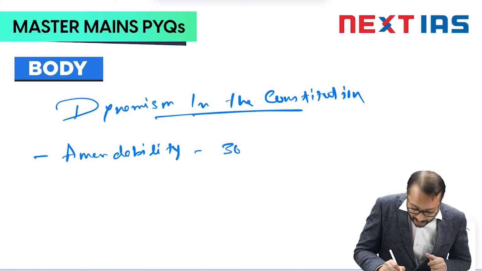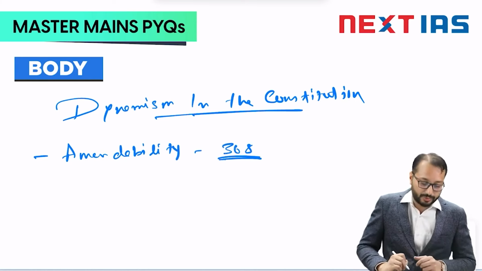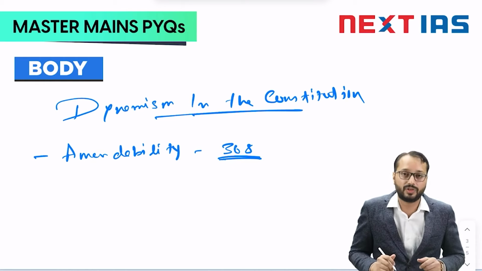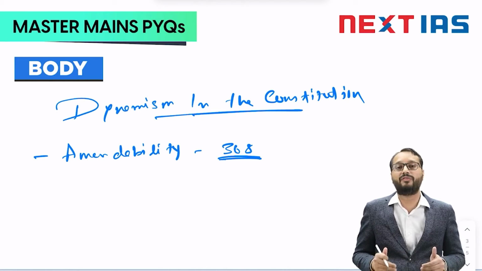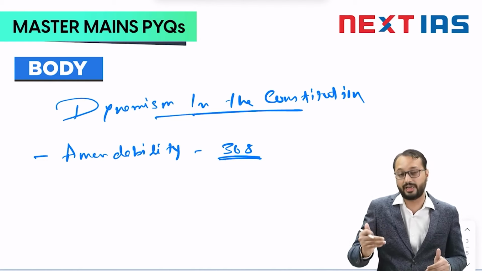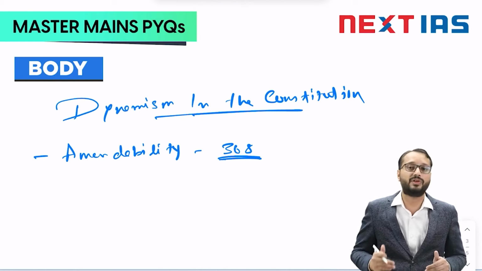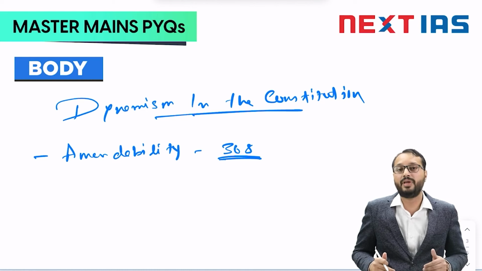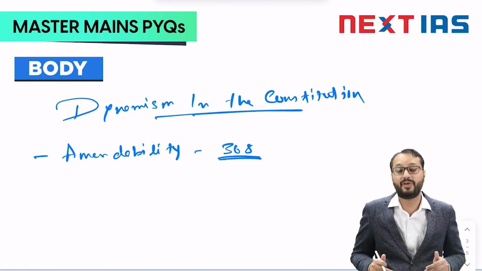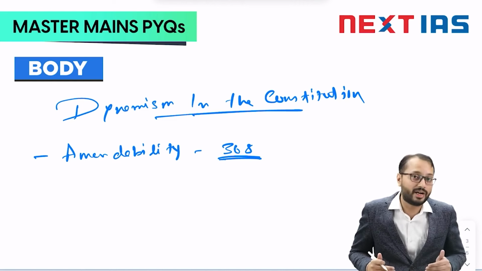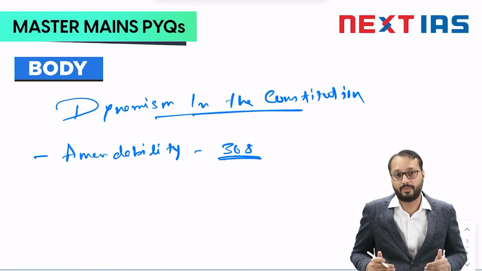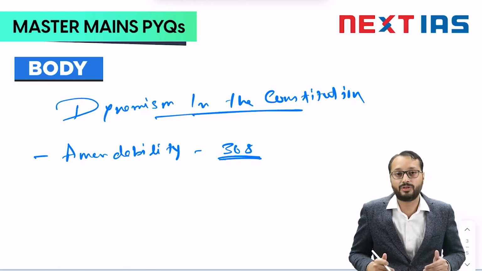Amendability under Article 368 of the Constitution. So the dynamic nature of the Constitution is reflected through the amendability of the Constitution under Article 368. Certain features of the Constitution can be amended by a simple majority, whereas certain features where the states are also stakeholders require a special kind of majority, right?